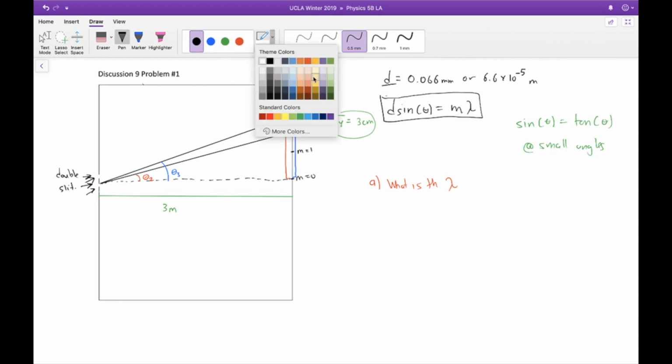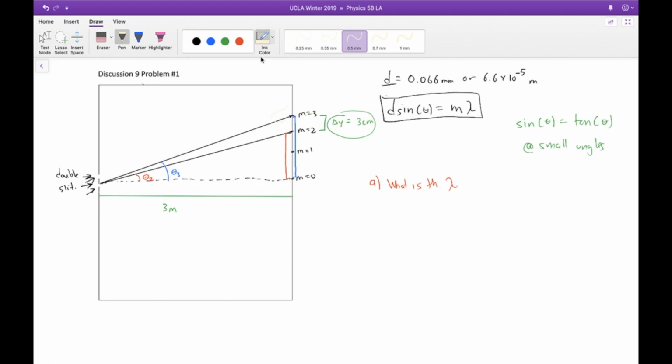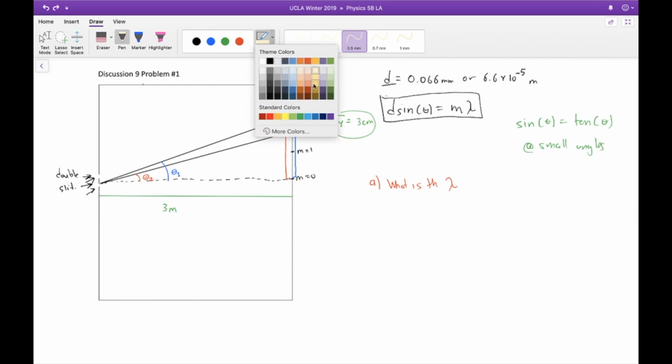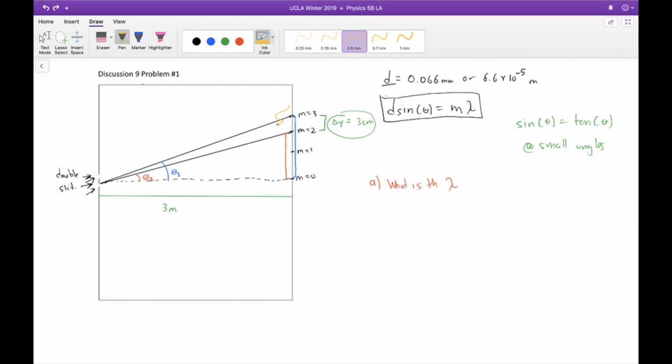Let me see if I can actually draw these in. Oh, that's horrible. I couldn't possibly have chosen a worse color to create these bright spots. Right, you guys have seen that, and then they're called m=1, m=2.